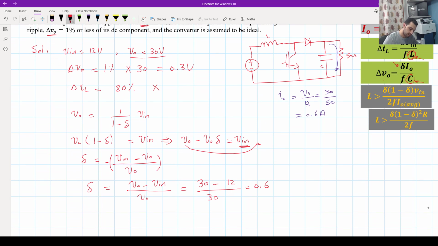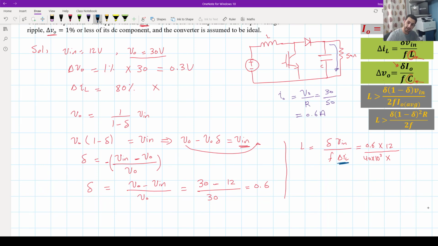So now let's do it here on that side. We have the inductance value equals delta V input divided by F delta IL, and that will equal 0.6 times V input, which is 12, divided by the frequency, which is 40 kilo, multiplied by delta IL. But we didn't finish the delta IL calculation.